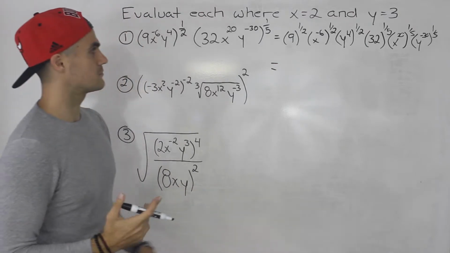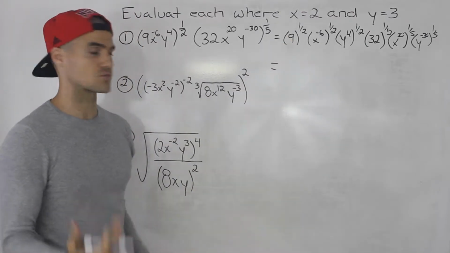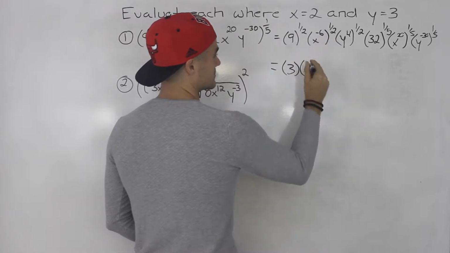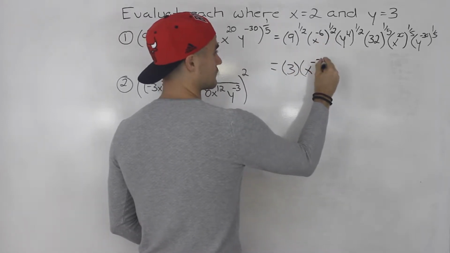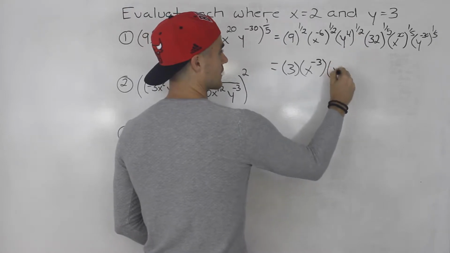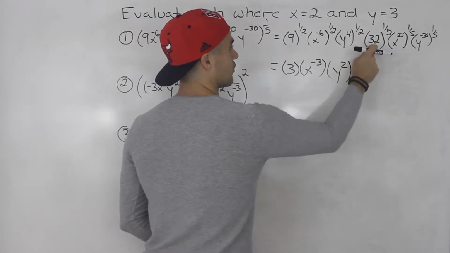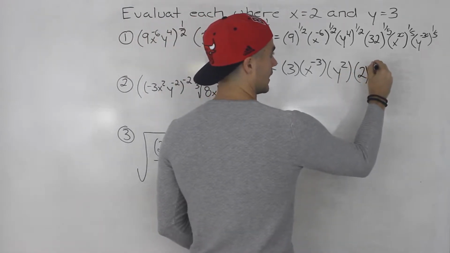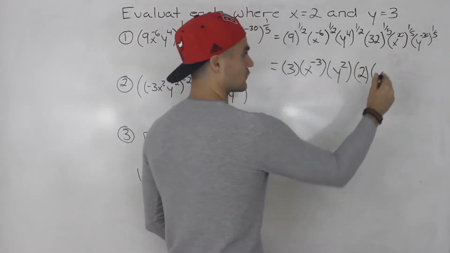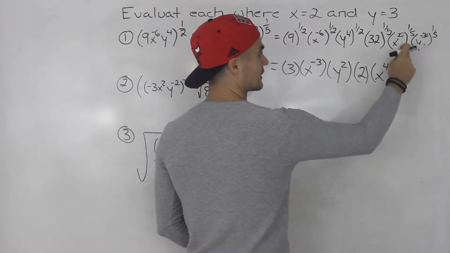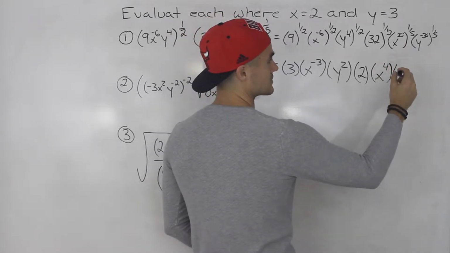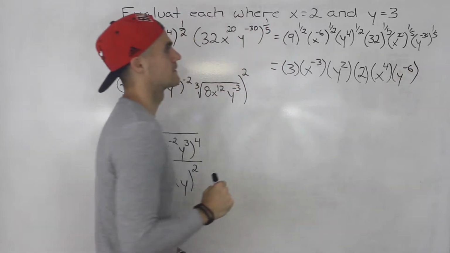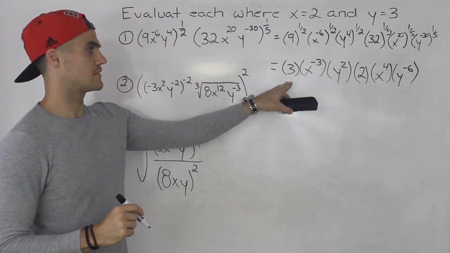Then from here, you just simplify. So 9 to the power of a half, that's like the square root of 9, which is 3. Negative 6 times a half gives us negative 3. 4 times a half gives us 2. The fifth root of 32 is 2. 20 times 1 over 5 gives us 4. And then negative 30 times 1 over 5 gives us what? Negative 6. Right, so we took these and just simplified them.